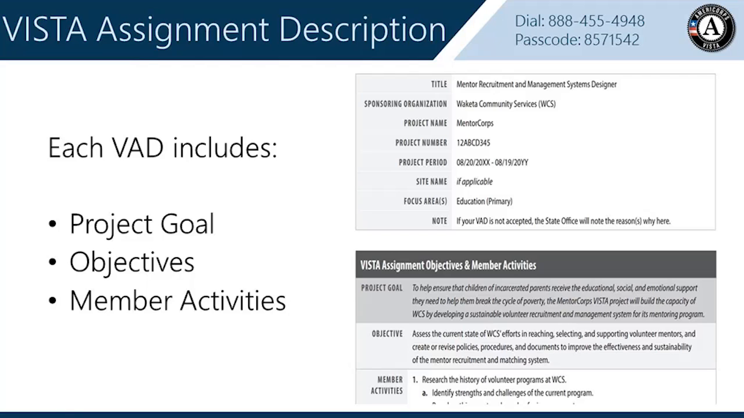That brings us to the third element, the member activities, and they specify exactly what it is that you're going to be doing this year. These activities add up to the objectives, and the objectives should add up to the goal. Now, each of you has your own VAD, no matter how many VISTAs there may be serving at your project.